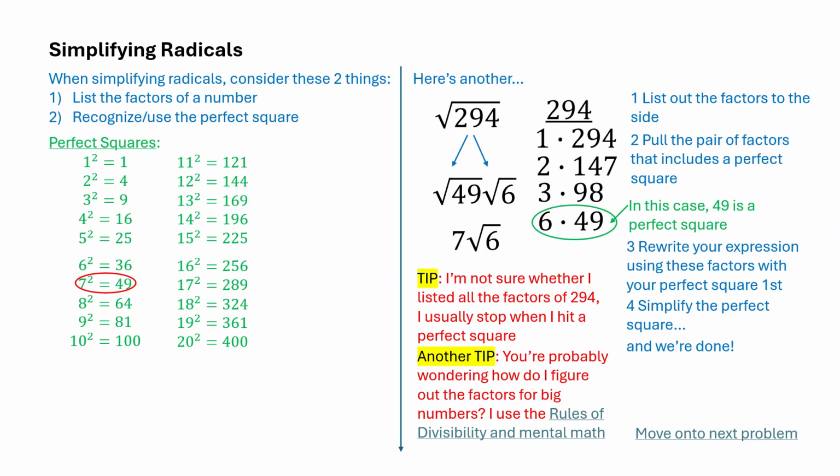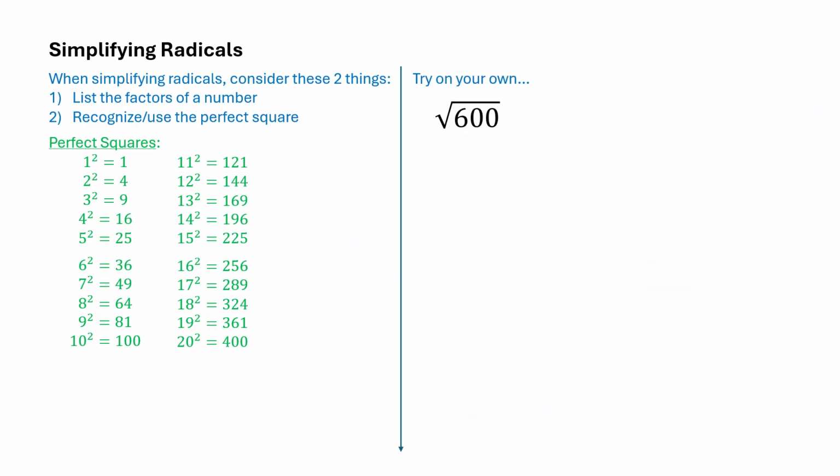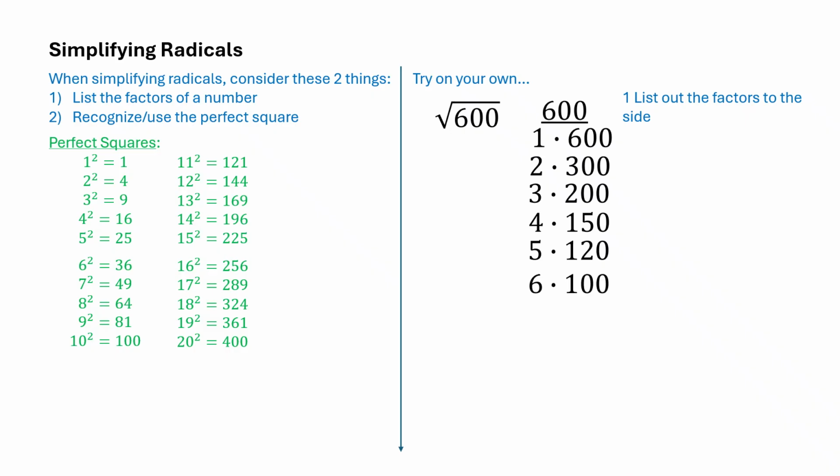Square root of 600. I'll let you pause the video so you can try this on your own to see if you can come up with all the factors and figure out which pair to split this into. Resume the video when you're ready. Let's list out the factors. 600. Woo, that was a lot.